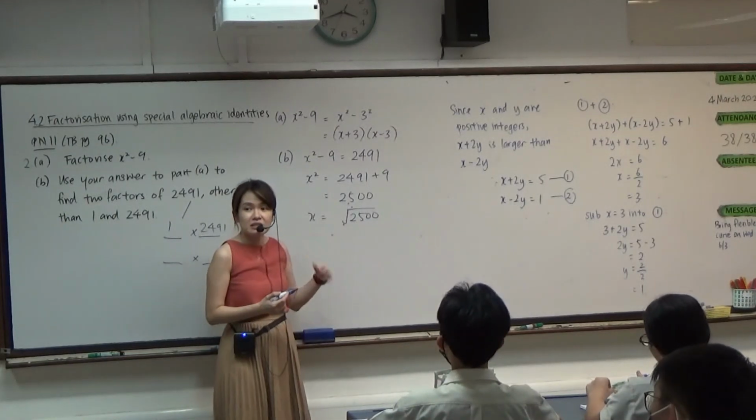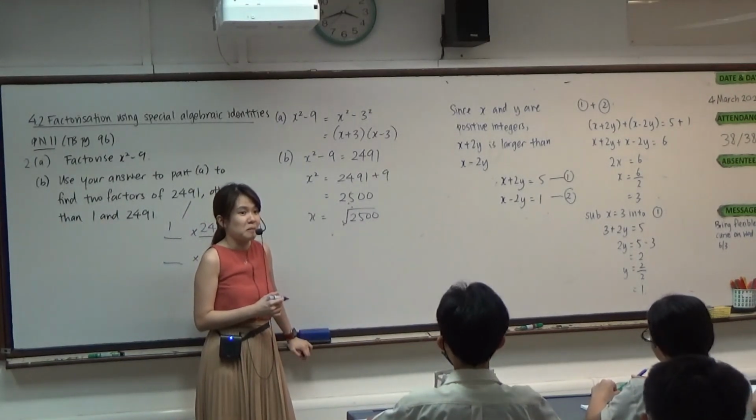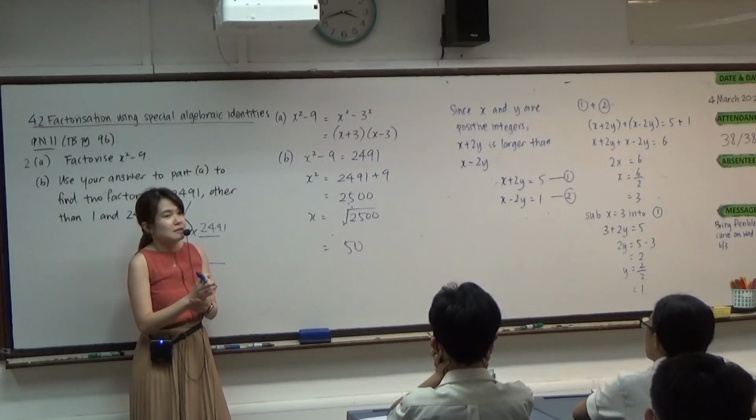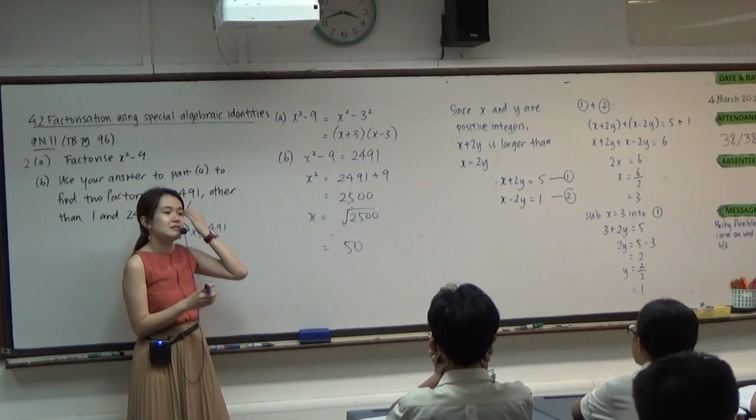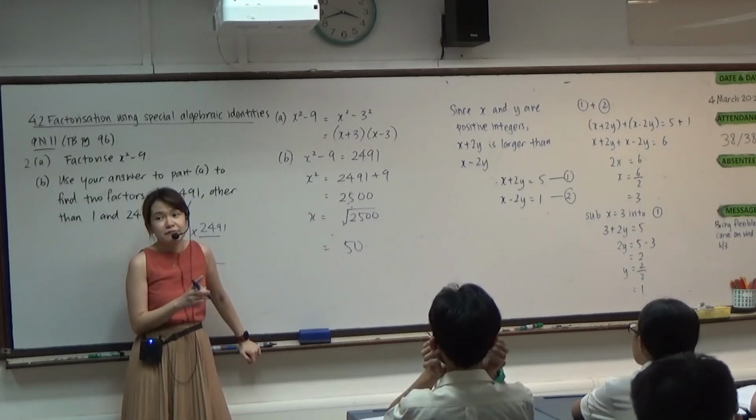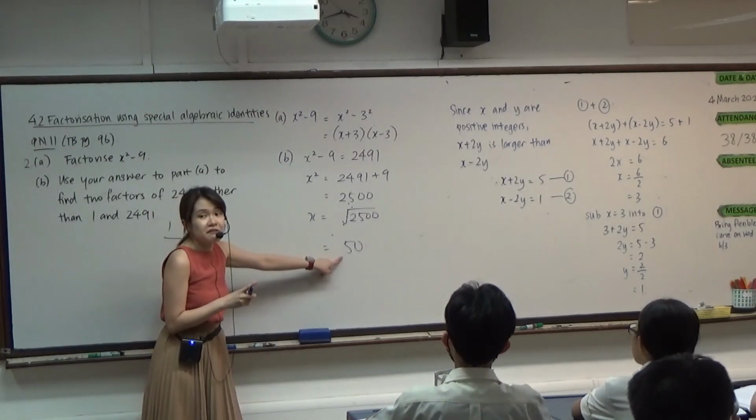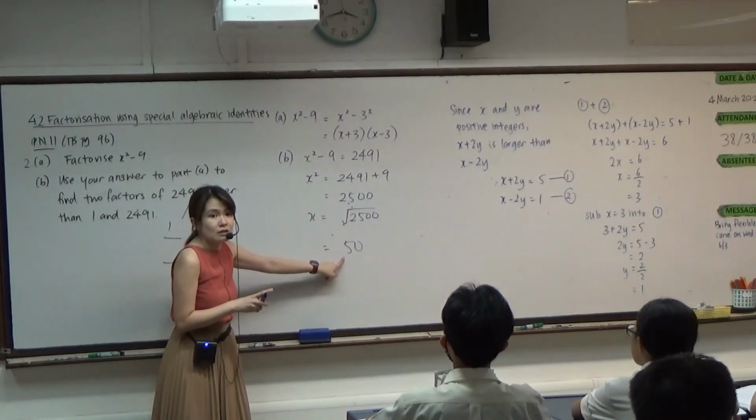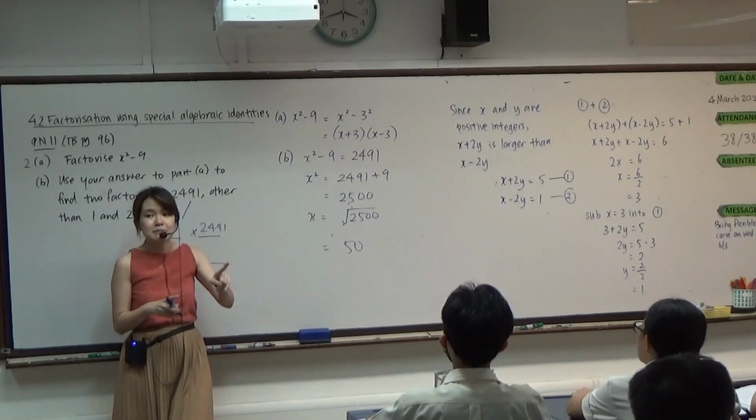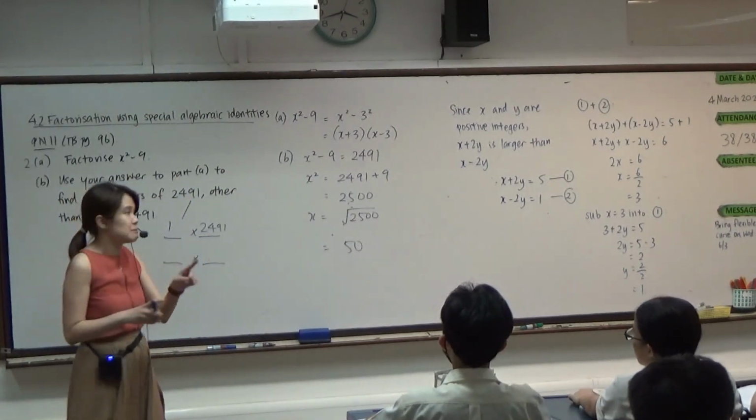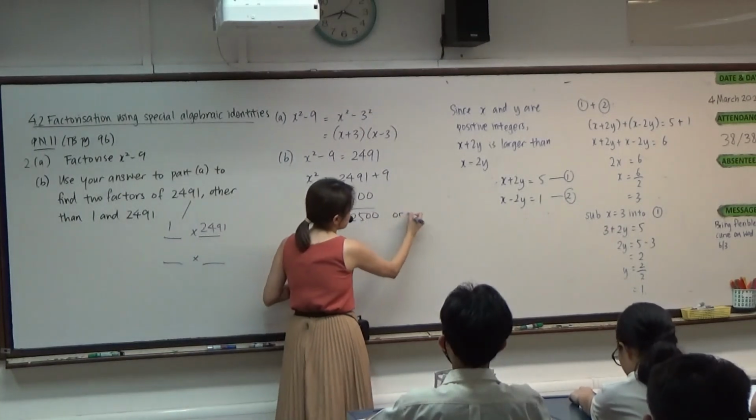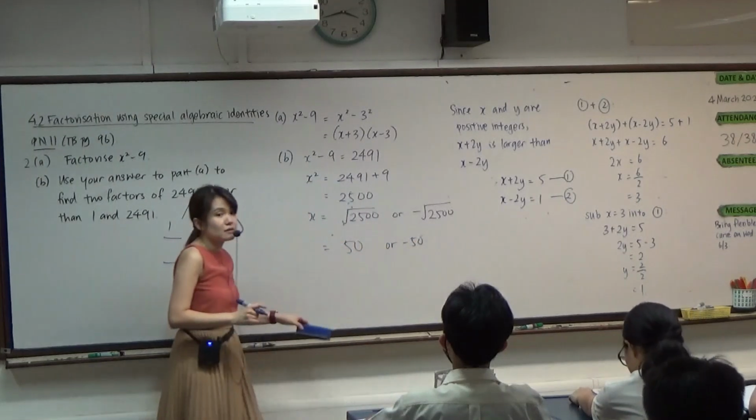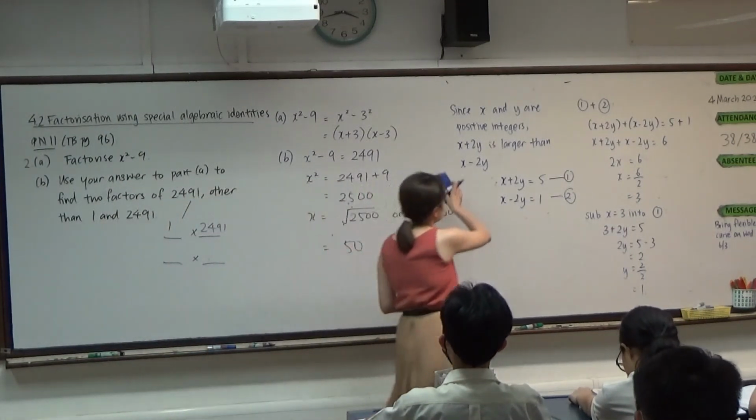Is this correct? So our answer x is only 50. What's missing? Positive and negative. Do you remember? Positive 50, when I square it, gives positive 2500. But negative 50, when I square it, is negative 50 times negative 50, and negative times negative gives positive. So we should have two solutions: 50, otherwise negative 50.